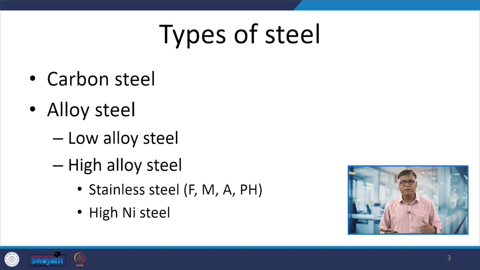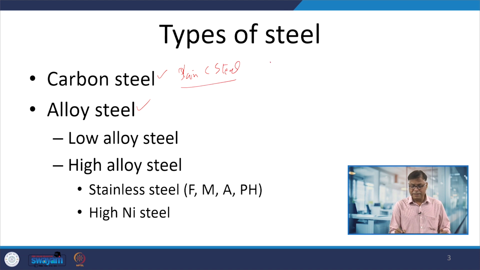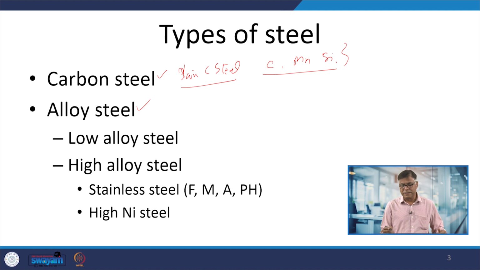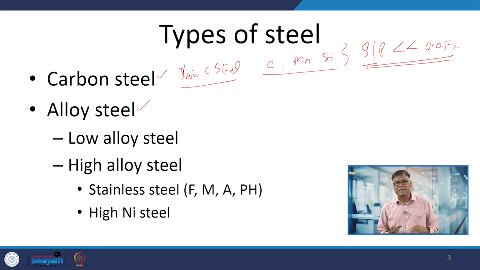Broadly we have two categories of steels. One is the carbon steel and another is the alloy steel. Carbon steel is the plain carbon steel, where other than carbon, manganese and silicon are the elements which are maintained in a certain range, while the sulfur and phosphorus are maintained at a level below 0.05%. If the concentration of these elements is more, then they will very adversely affect the performance of the casting, making them brittle or very sensitive to hot cracking.